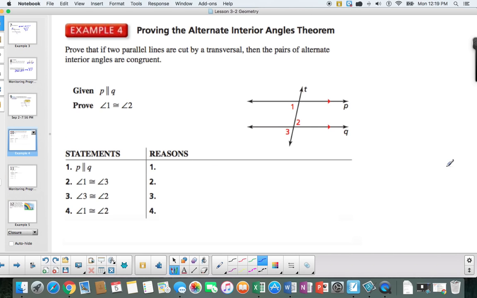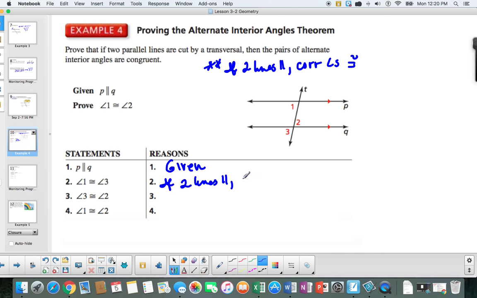Let's actually prove this one. The only theorem that we know is true at this point is that if two lines are parallel, corresponding angles are congruent. And we're going to use this theorem to help us prove the others. So we have a pair of parallel lines, and that's the given. Then we say angle 1 and angle 3 are congruent. Notice that 1 and 3 are corresponding angles, so the reason is if two lines are parallel, corresponding angles are congruent.